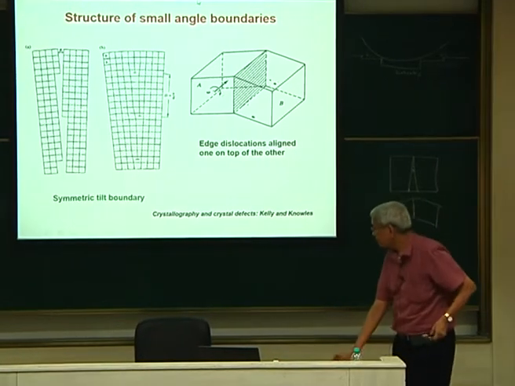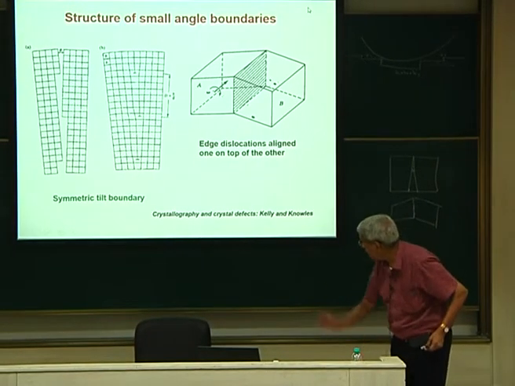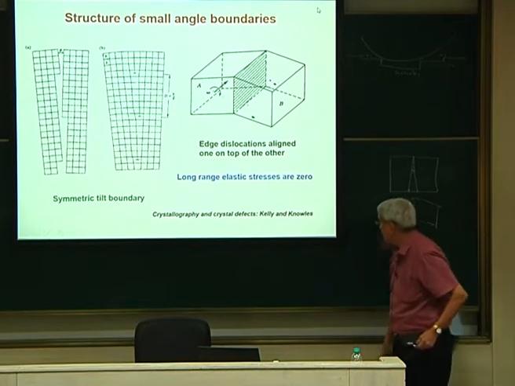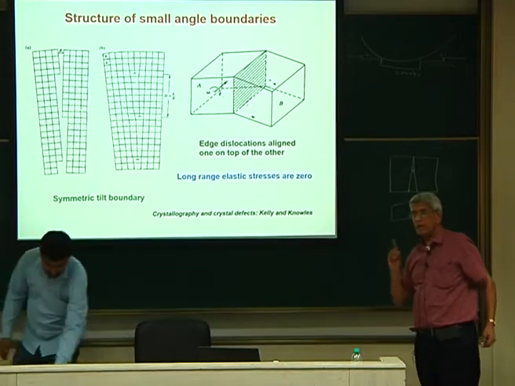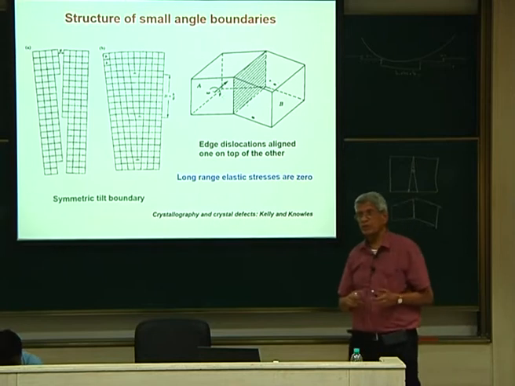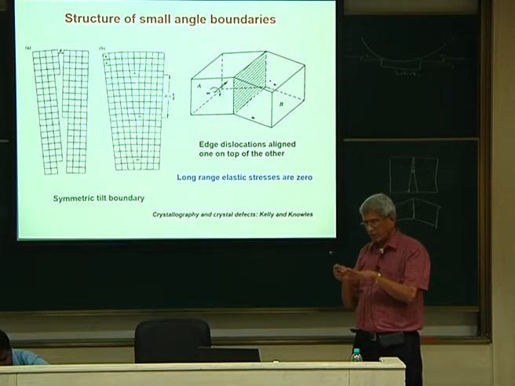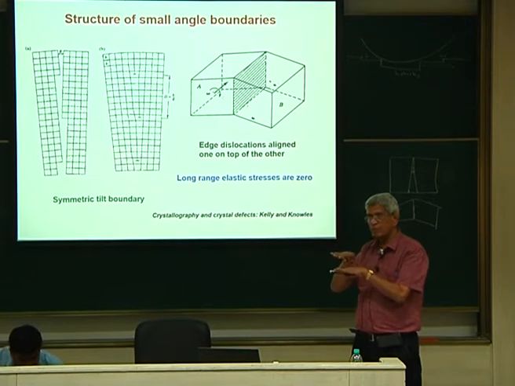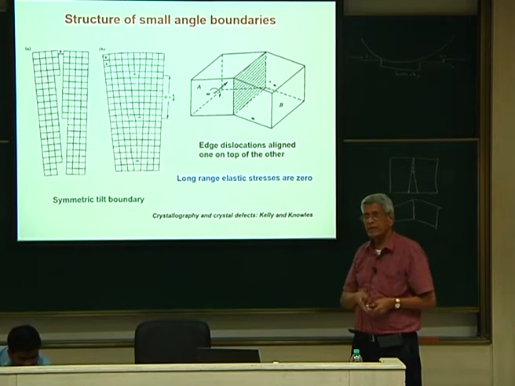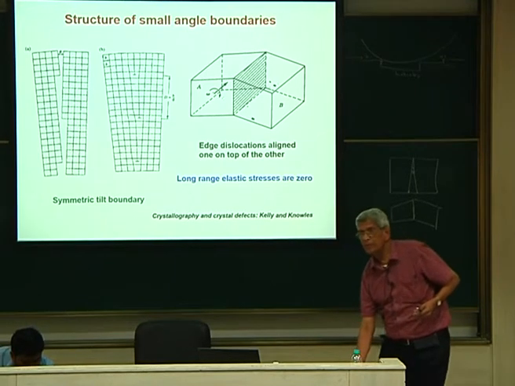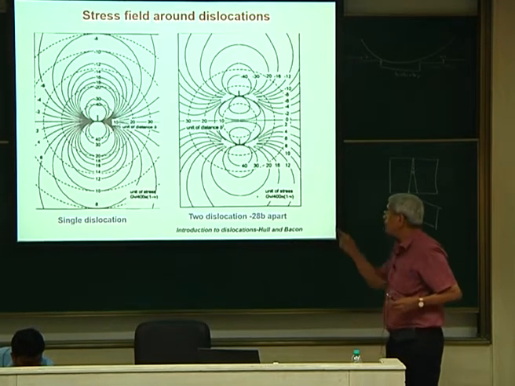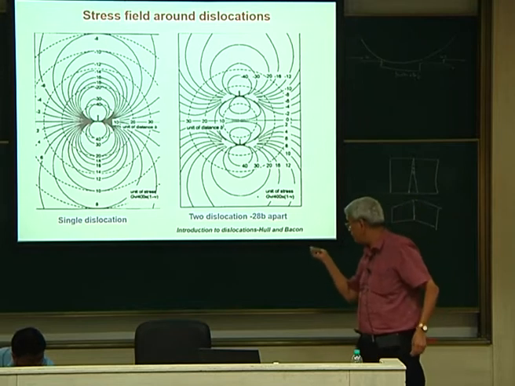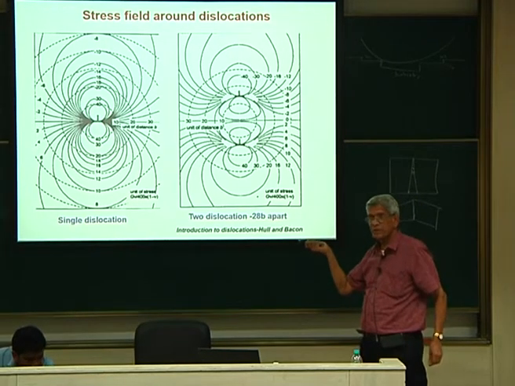The case which we have shown is a symmetric tilt boundary. We can have an asymmetric tilt boundary. What is important about this boundary is that rather than dislocations being present randomly, when they align themselves one on top of the other, the long range elastic stresses become zero. That's what you can see in Hull and Bacon's book.